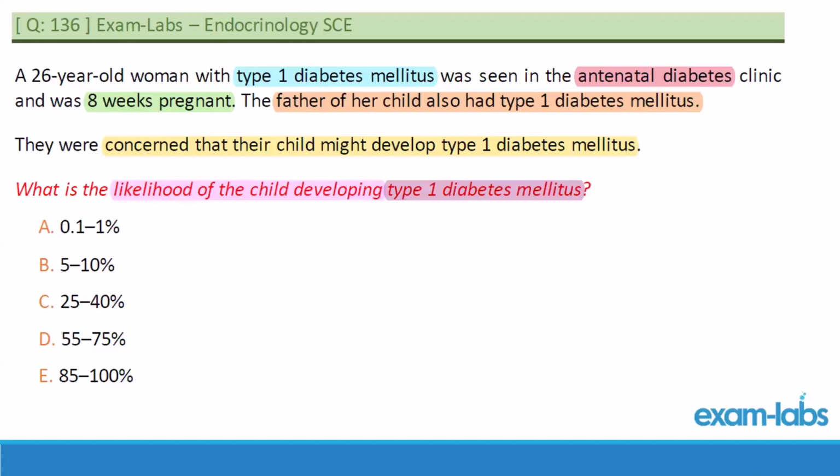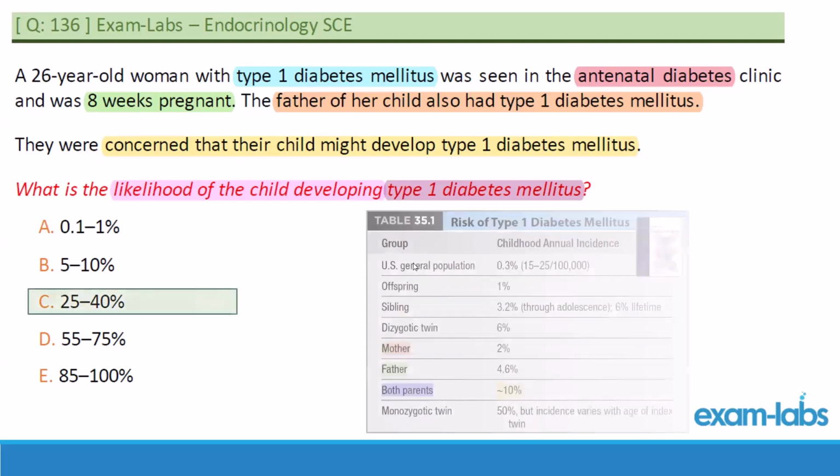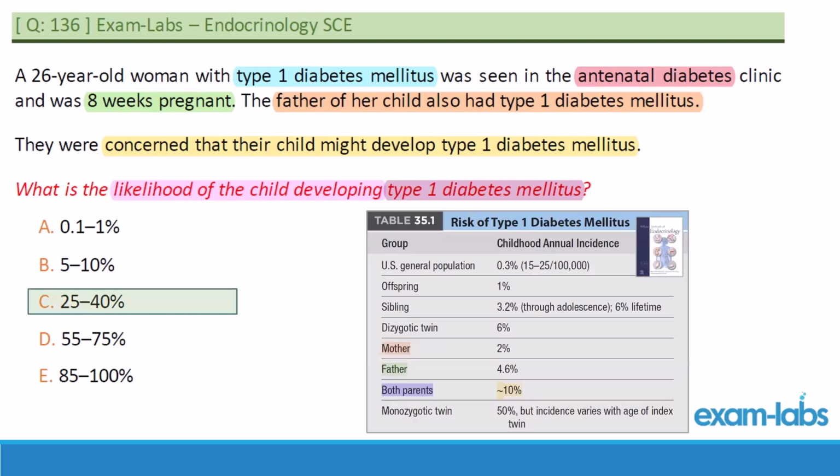What is the likelihood of a child developing type 1 diabetes mellitus if the father and the mother are type 1? What is the answer? Five to 10%, 25 to 40%. So there is a debate about which one, option B or option C. And actually, the exam lab answers it as 25 to 40%, which is the correct answer for the final exam.